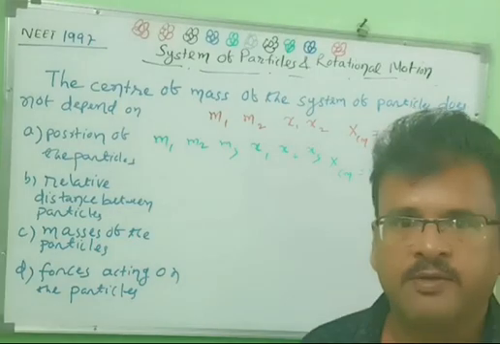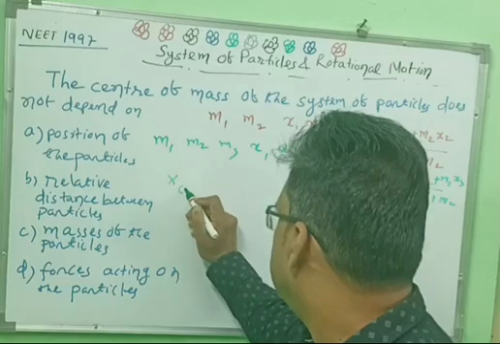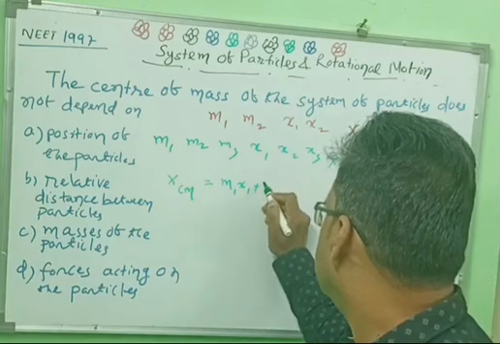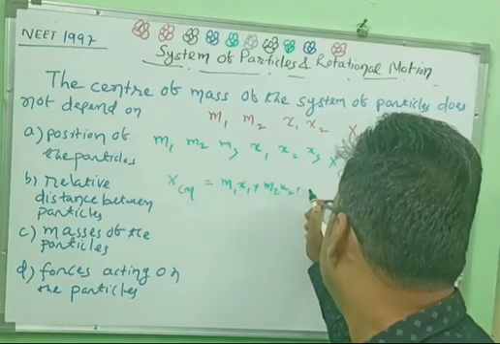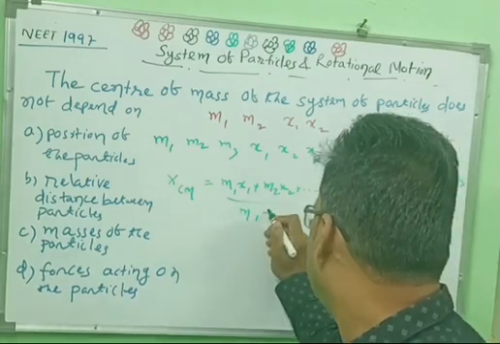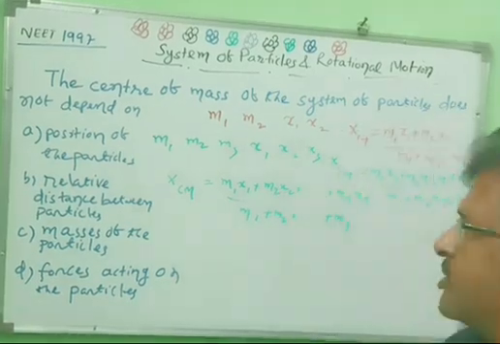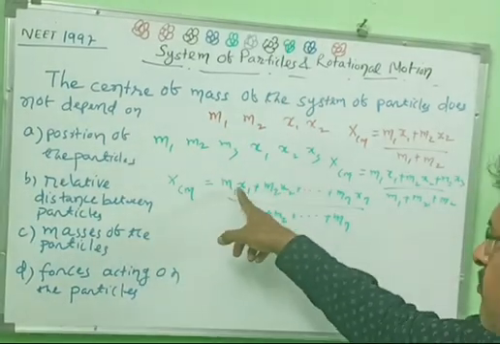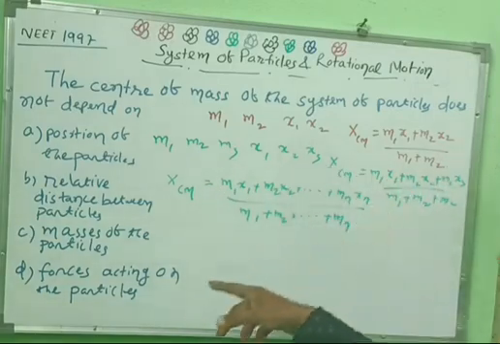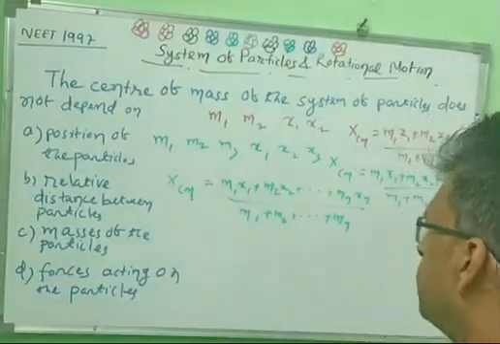Okay, if there are n particles in the system, then the distance of the center of mass from the origin becomes (m1 x1 + m2 x2 + and so on up to mn xn) upon (m1 + m2 + and so on up to mn). So you see students, the center of mass depends upon the masses of the particles. So the statement that it does not depend upon the masses of the particles is incorrect. Students, this depends upon the masses.